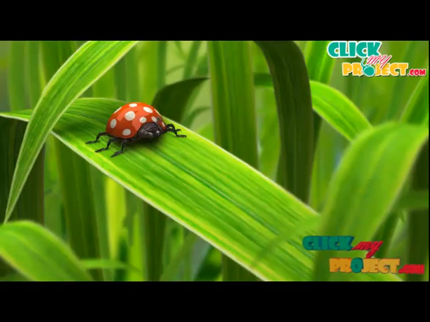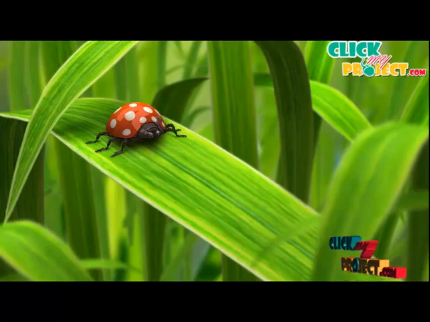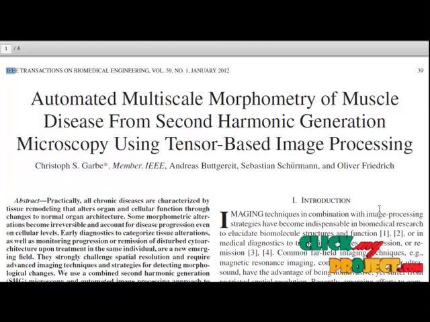Welcome to clickmeproject.com. Let's discuss the project about automated multiscale morphometry of muscle diseases from second harmonic generation microscopy using tensor-based image processing. All chronic diseases are characterized by tissue remodeling that alters organ and cellular function through changes to normal organ architecture. We use a combined second harmonic generation microscopy and automated image processing approach to quantify morphology in an animal model of inherited MDX mouse with age.